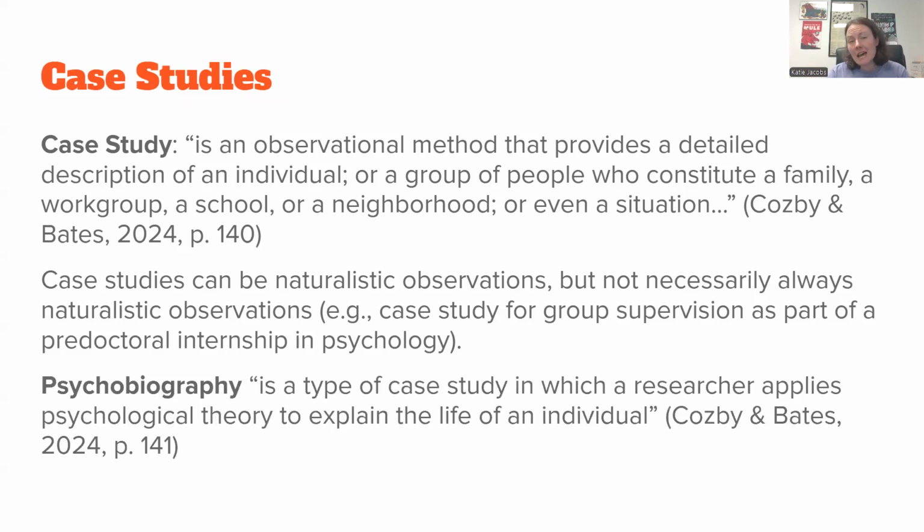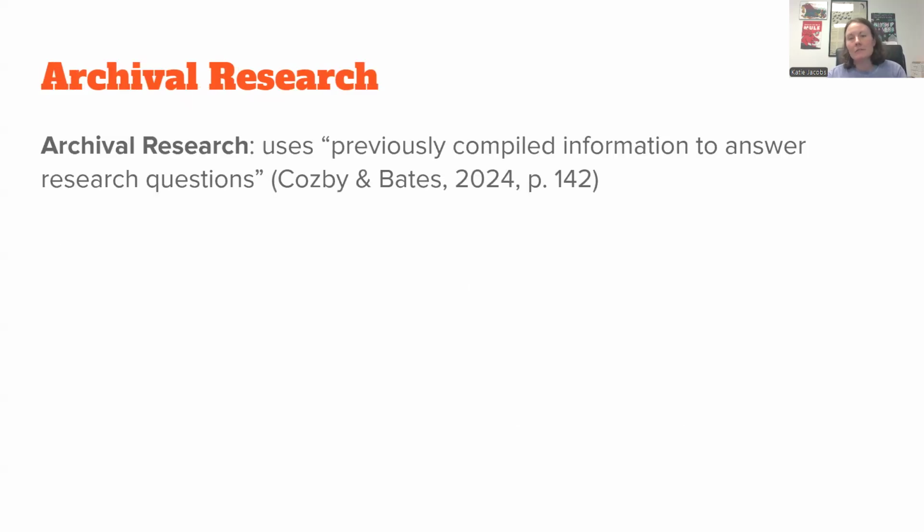There's a very special type of case study called a psychobiography. This is a type of case study where a researcher applies psychological theory to explain the life of someone. A lot of times these can be historical figures or famous people. There's also archival research. This is where you use previously compiled information to answer research questions. There's different types of these.